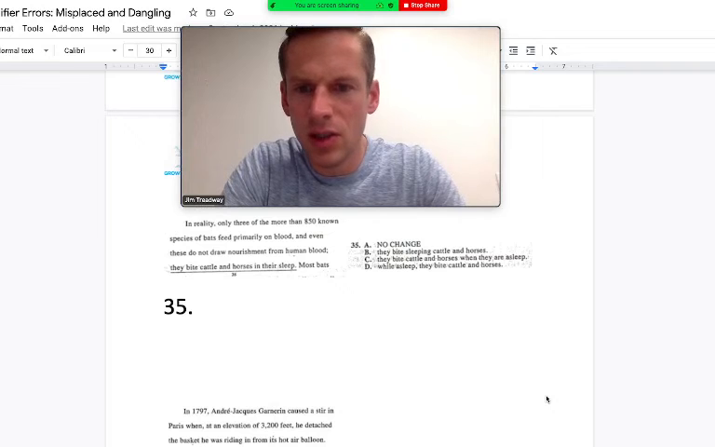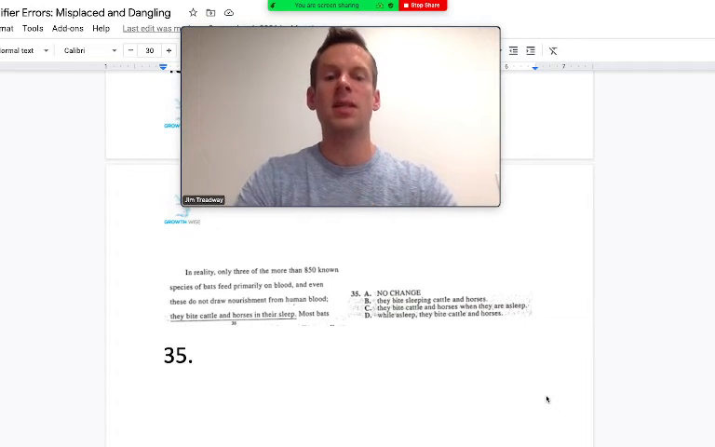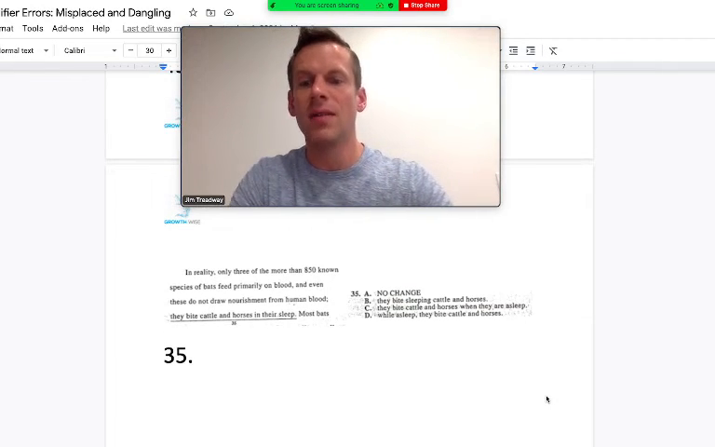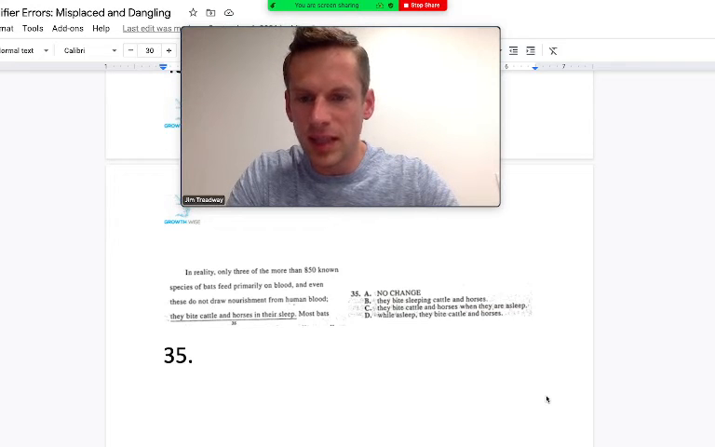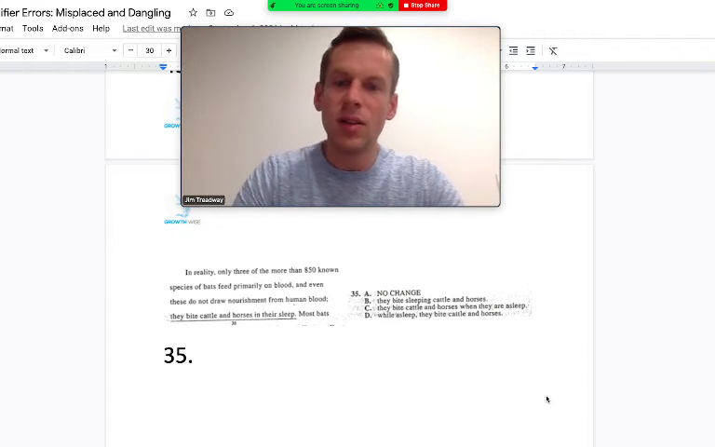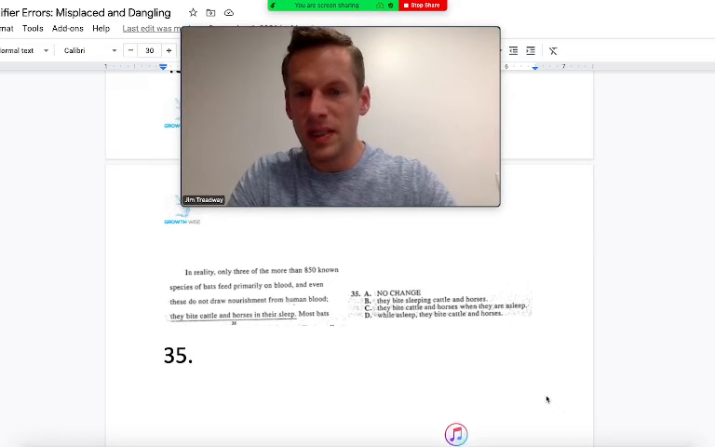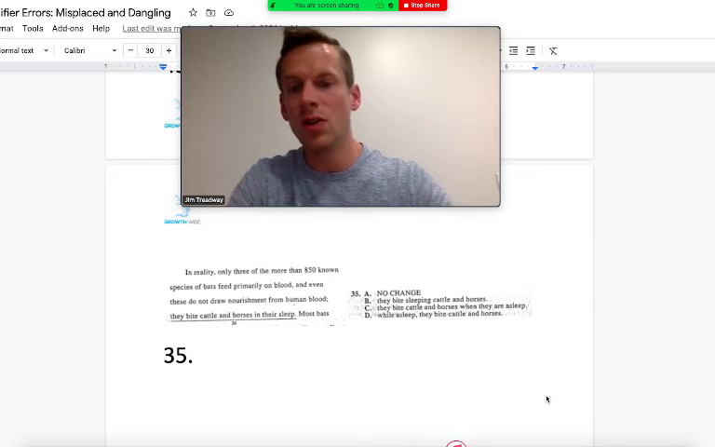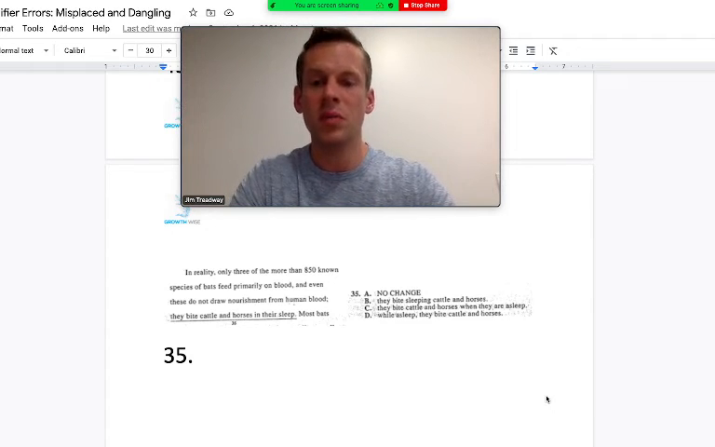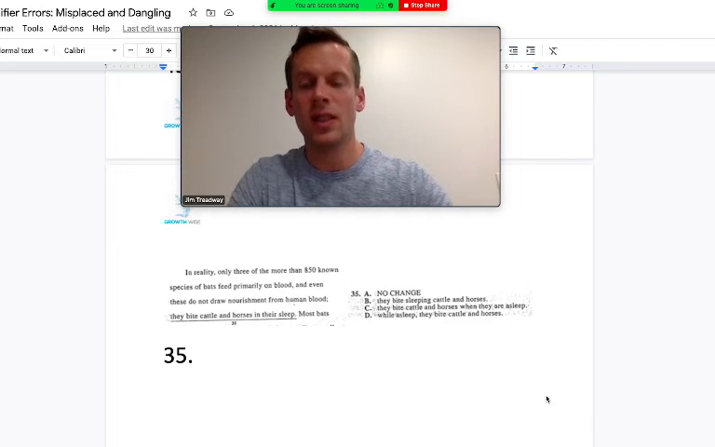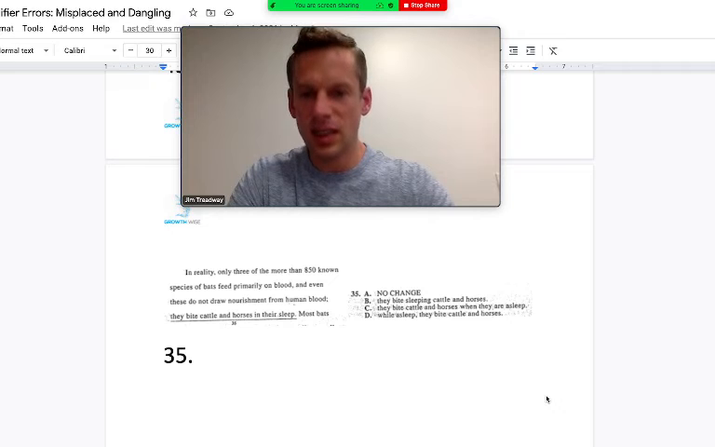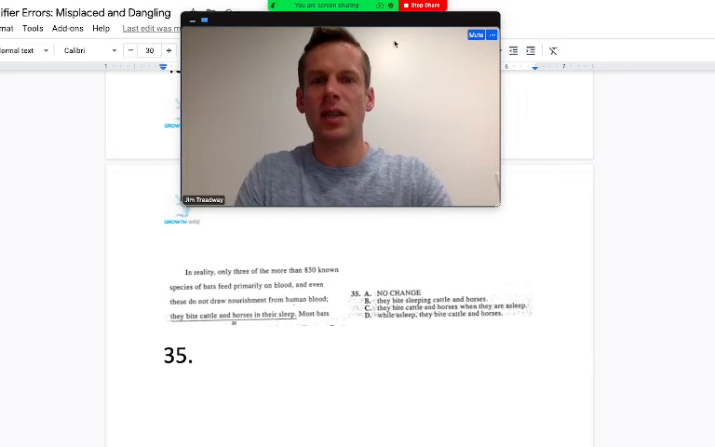And I'll show you an unusual misplaced modifier question, which is here in 35. It says, "In reality, only 3 of more than 850 known species of bats feed on mammalian blood. Even those do not draw nourishment from human blood. They bite cattle and horses in their sleep."